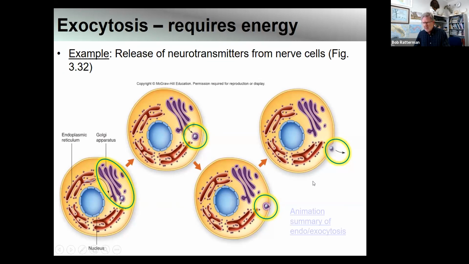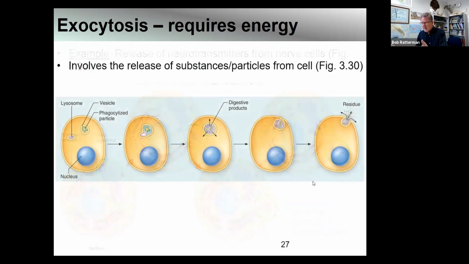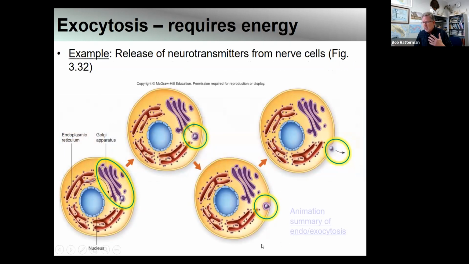So it's not always residue waste products that are being released by cells like we saw in the preceding slide. These could be directly usable molecules that the body needs. And in this case, for neuron function, for nerve impulse conduction, cells have to make those neurotransmitters.